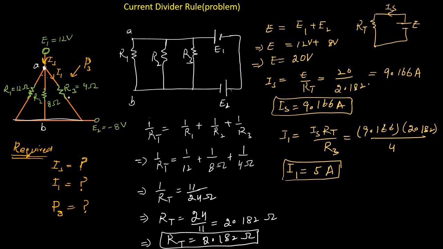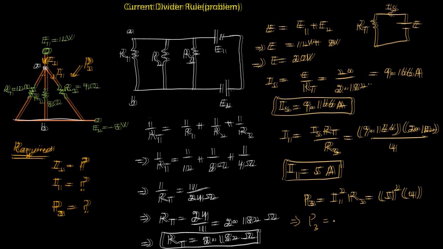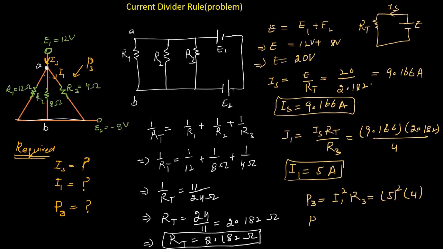Now in order to find the power absorbed by this third resistor, P3 equals I1 squared times R3. So I1 we already have, which is 5 ampere, whole squared, times R3, which is 4 ohms. So the total power absorbed by this third resistor, P3, will be 100 watt. So here we have 100 watt of total power absorbed by this third resistor.